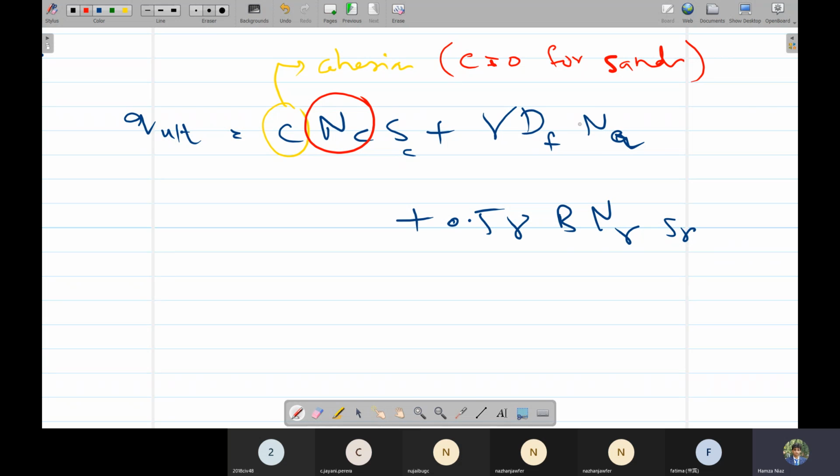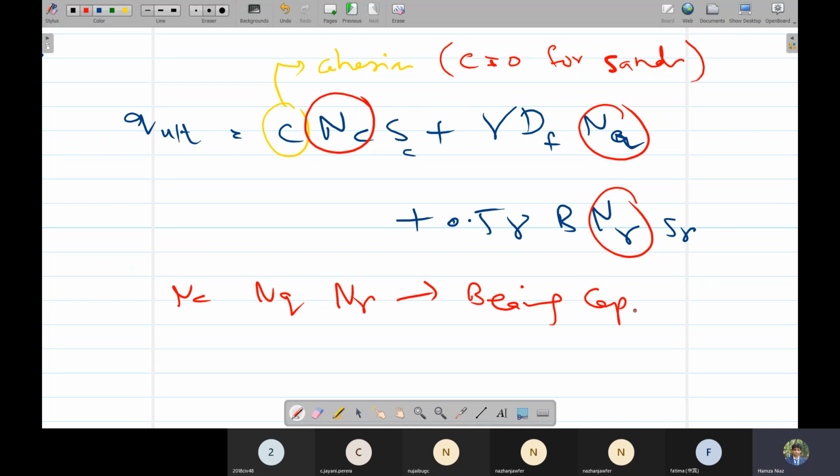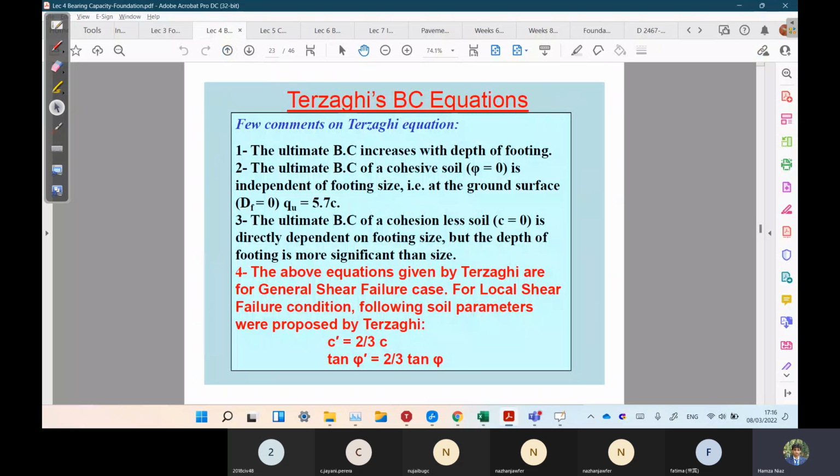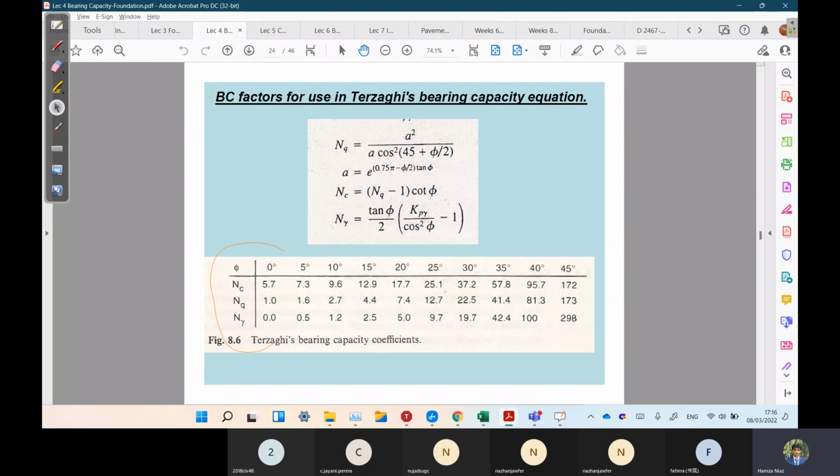Nc, Nq, and N gamma, they are bearing capacity factors. So we have to memorize their values for phi is equal to 0. Their values are 5.7, 1.0, and 0. These values are given in this table, but for phi is equal to 0, we have to memorize them.